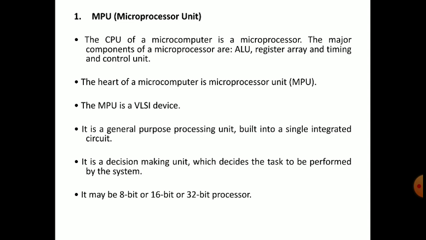The major components of a microprocessor are the ALU, that is arithmetic logic unit, register array, and timing and control unit. Right? The heart of a microcomputer is the MPU, the microprocessor unit. And the microprocessor unit is a VLSI device. VLSI means very large scale integrated circuit.